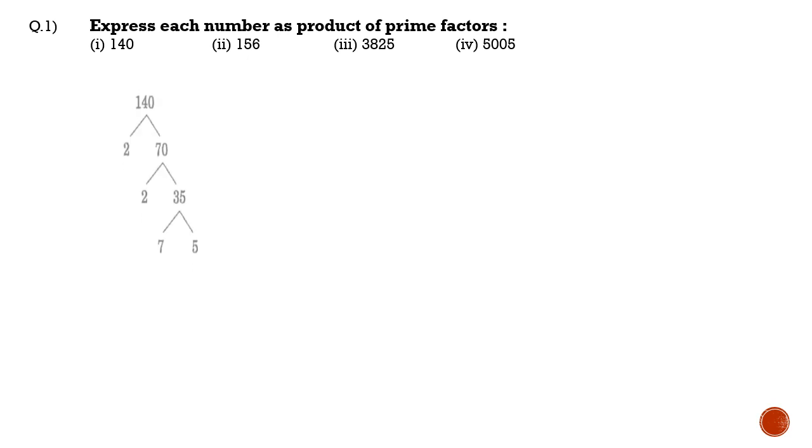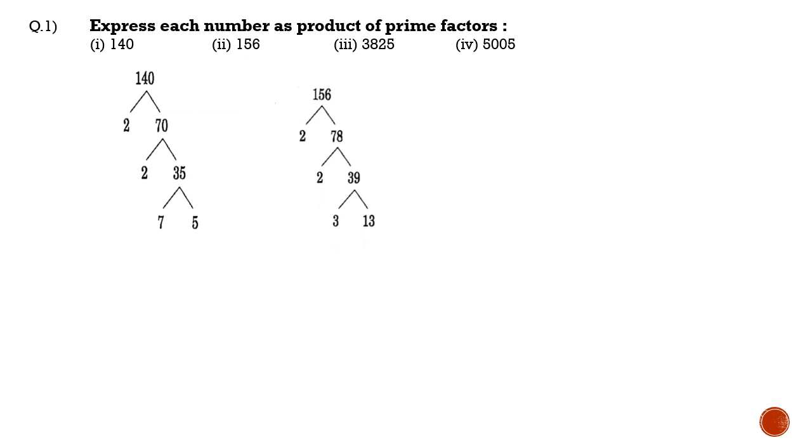Let us see the first one, 140. First of all, it is divisible by 2, so we can write it as 2 into 70. 70 is once again divisible by 2, so it can be written as 2 into 35. Now 35 is not divisible by 2, so we'll go for 3. It is not divisible by 3 either, so we'll go for 5. So 35 can be written as 5 into 7. Now 5 and 7 are both prime, so we will stop our factorization here, and 140 can be written as 2 into 2 into 5 into 7, that is 2 square into 5 into 7.